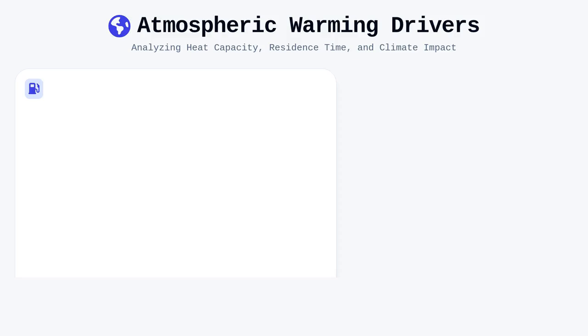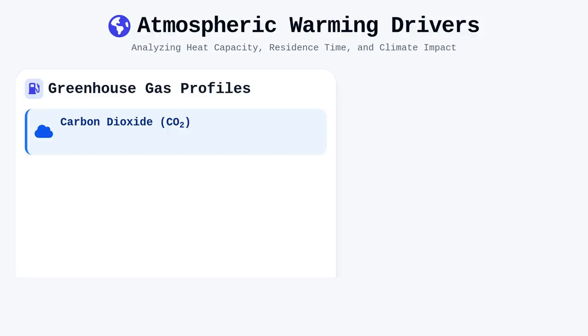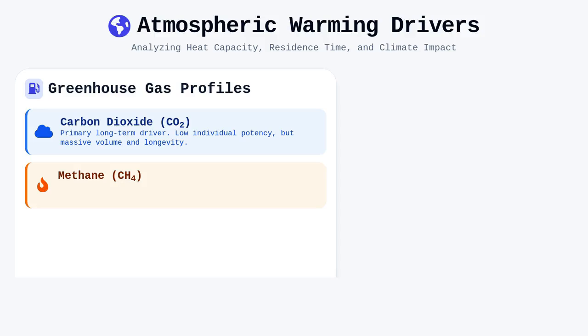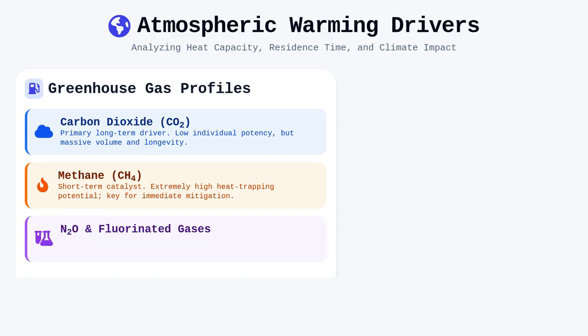Different greenhouse gases have varying capacities to trap heat and different residence times in the atmosphere, characteristics that dictate their overall climate impact. Carbon dioxide remains the primary driver of long-term warming due to its overwhelming volume and longevity, despite having a lower heat-trapping potential per molecule when compared to other gases. Methane possesses a significantly higher global warming potential over shorter time horizons, making it a critical focus for immediate climate mitigation strategies despite its shorter atmospheric lifetime.